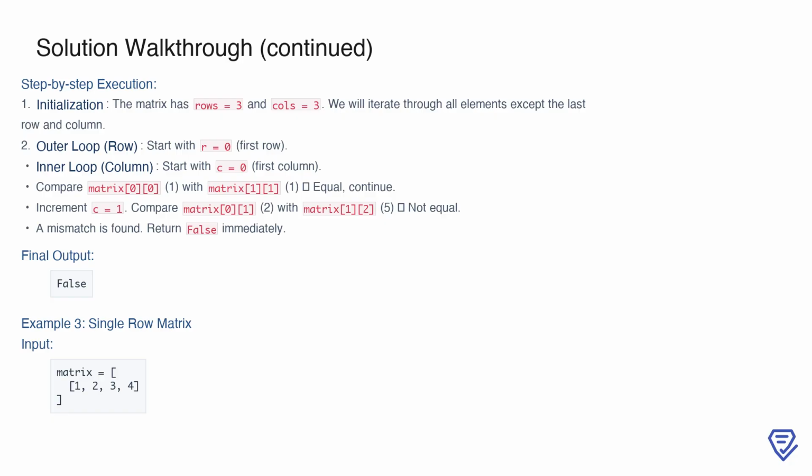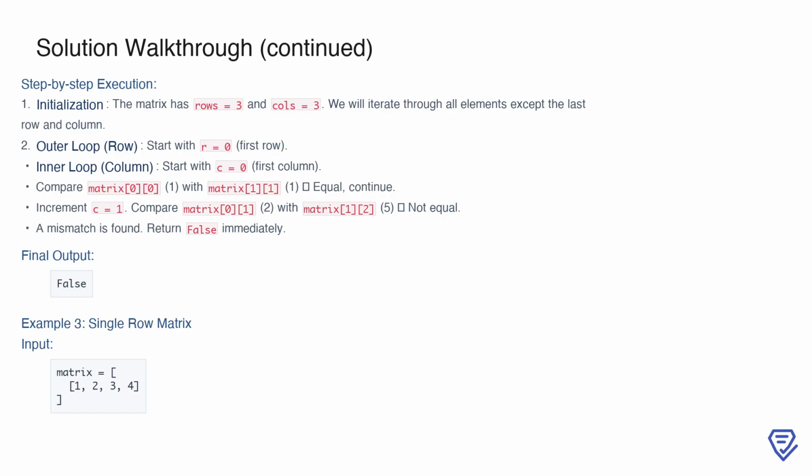At this column, we compare matrix[0][1], which is 2, with matrix[1][2], which is 5. Here, we find a mismatch, as 2 is not equal to 5. Since the Toeplitz matrix property requires that every diagonal is consistent, finding just one mismatch is enough to determine that this matrix is not a Toeplitz matrix. Therefore, the function immediately returns false without proceeding further. This demonstrates how the algorithm can efficiently exit early when a mismatch is detected.